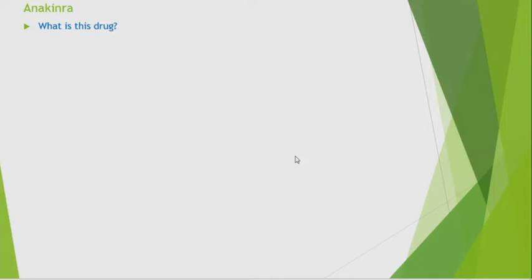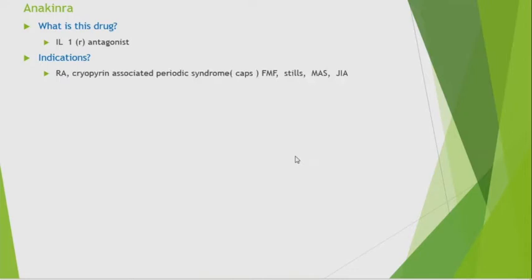Anakinra is also a monoclonal antibody, sir. It's basically an IL-1 receptor antagonist. Then indication: it can be used as a DMARD, or it can be used in HLH also, sir. That's right. It's commonly given for rheumatoid arthritis and cryopyrin associated periodic syndromes.